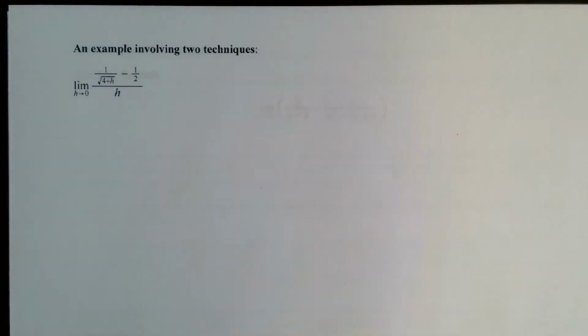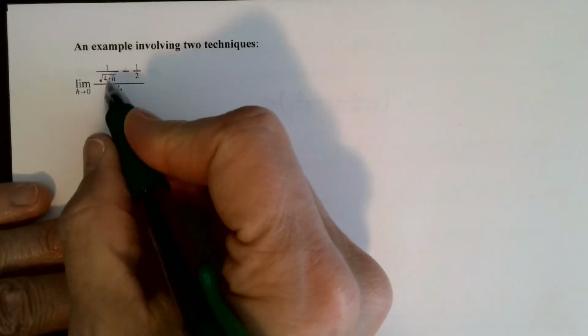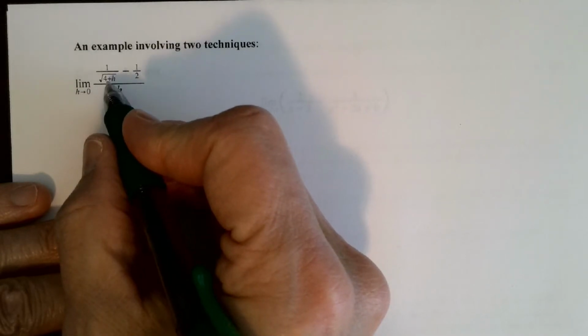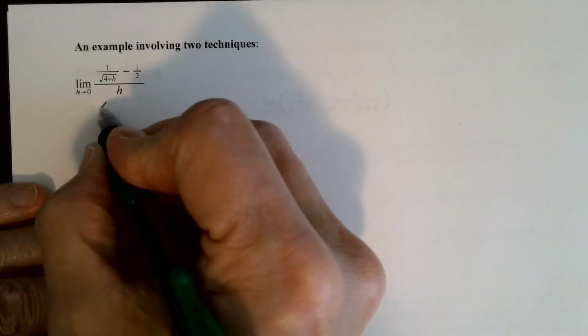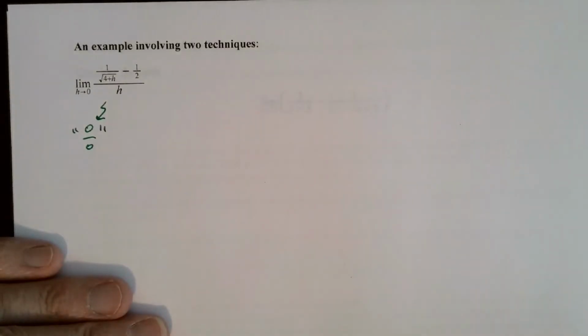This one is an example involving two of our techniques. If you plug in directly h equals 0, and you should, you're going to get 1 divided by square root of 4 is 2, so 1/2 minus 1/2. Clearly that's going to be indeterminate form, right, that we've seen.